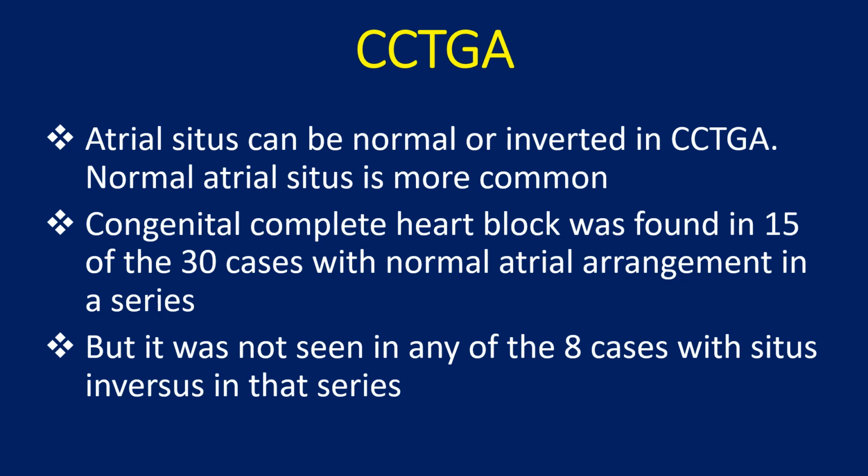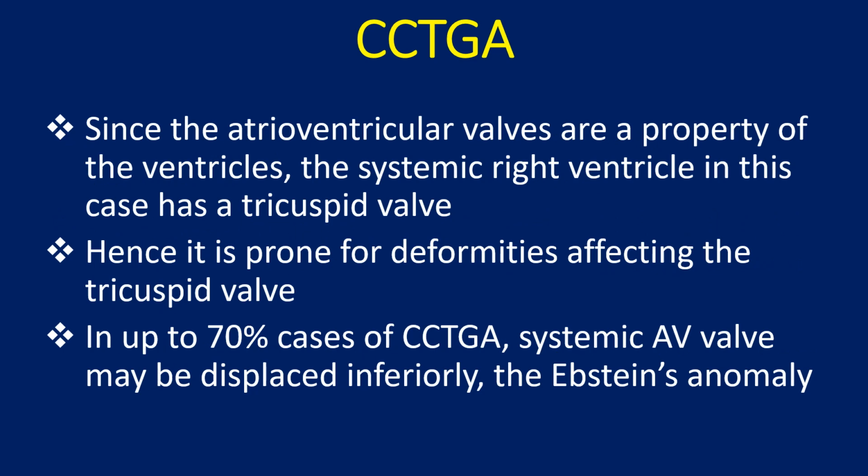Congenital complete heart block was found in 15 of the 30 cases with normal atrial arrangement in a series, but it was not seen in any of the 8 cases with situs inversus in that series. Since the atrioventricular valves are a property of the ventricles, the systemic right ventricle in this case has a tricuspid valve. Hence, it is prone to deformities affecting the tricuspid valve.